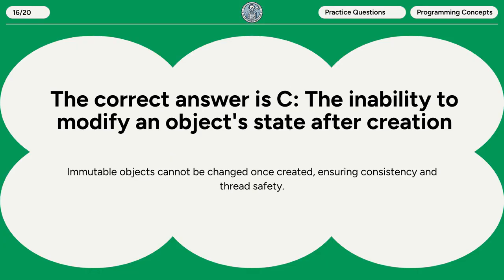The correct answer is C. The inability to modify an object's state after creation. Immutable objects cannot be changed once created, ensuring consistency and thread safety.